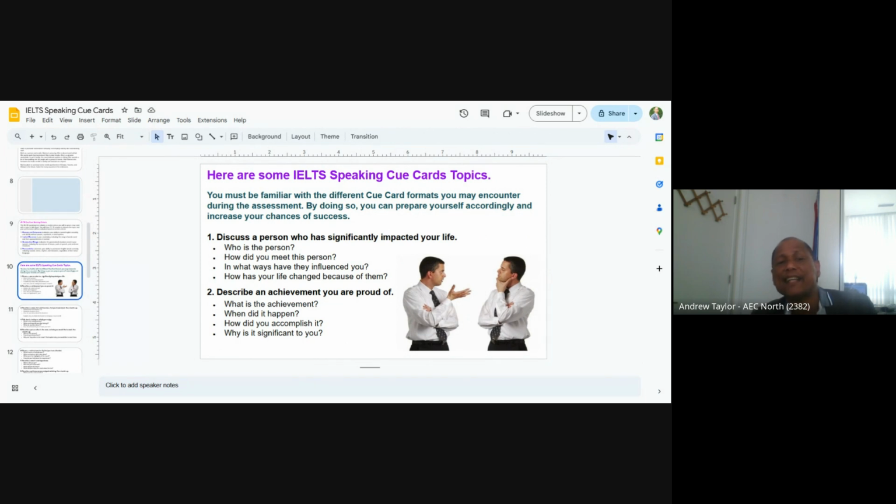Discuss, and this one I need you to answer. Okay. So, here are some IELTS speaking cue card topics. You must be familiar with the different cue card formats you may encounter during the assessment. By doing so, you can prepare yourself accordingly and increase your chances of success. Okay, number one, I'm going to ask somebody to read. Okay, Benny, please read number one.